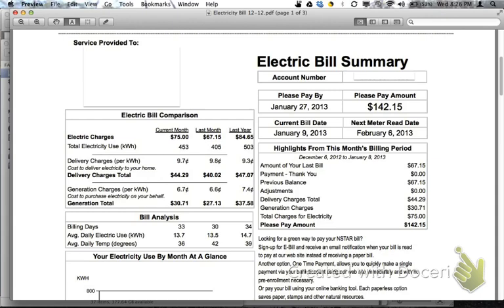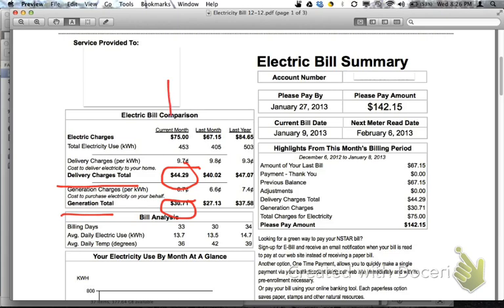You can see a few other things. You can also see the price, and the price is broken down into the delivery charges and the generation charges. Delivery charges, which you see right here, are how much it costs to actually deliver the energy to your house, and this is how much it costs to actually produce the energy. So you can see in this case, it actually costs more to move the energy from the power plant to my house than it did to actually produce it.